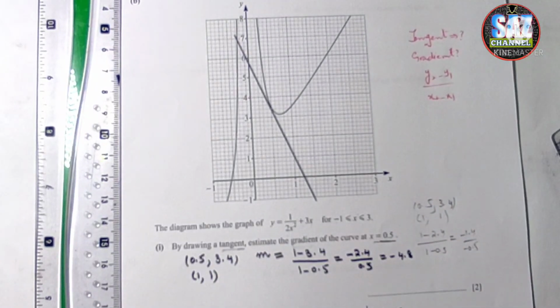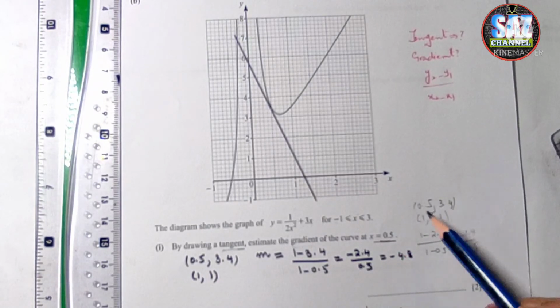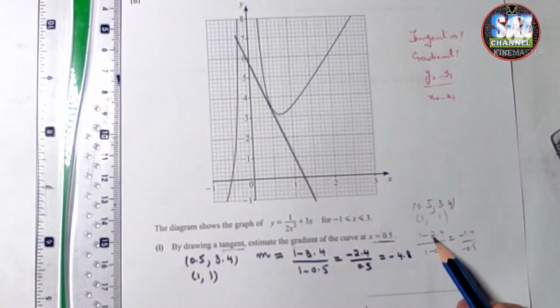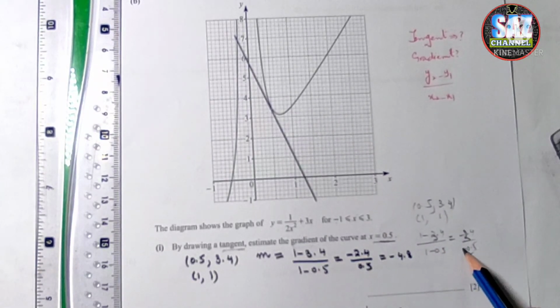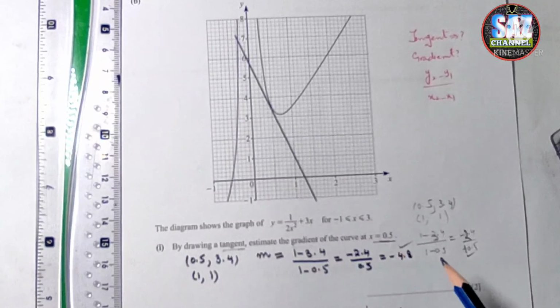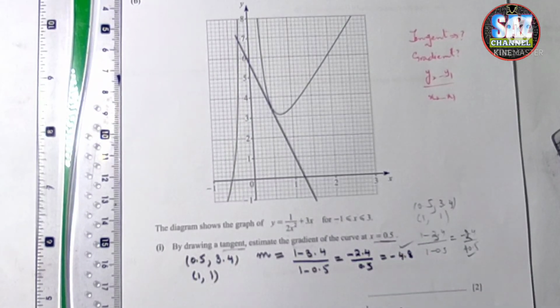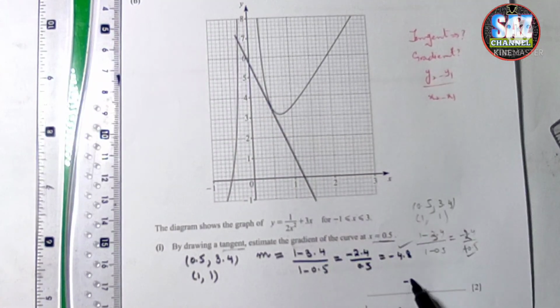Okay, here I'm getting the answer. Let me compare these two workings. 1 minus 3.4, this is 2.4 and 0.5 with positive sign, and minus 4.8, and this is coming in the range. This is coming in the range, so it will be minus 4.8.